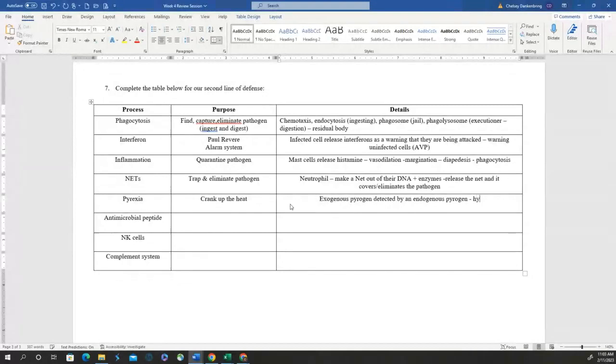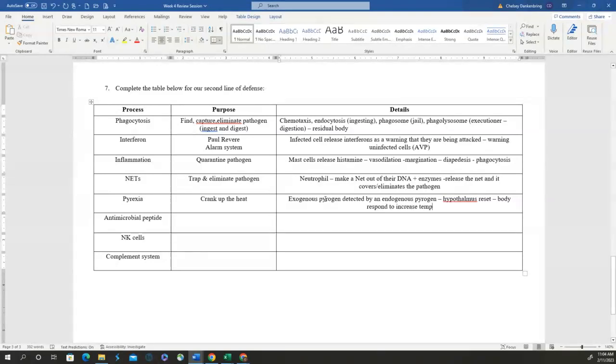That's going to cause the, I'm going to talk through this a little bit more once I type it. Hypothalamus will reset. Typing and I are not on the same page today. Hypothalamus will reset to a higher temperature, and then the body will respond to increase the temperature. I'll talk about that here a little bit more.